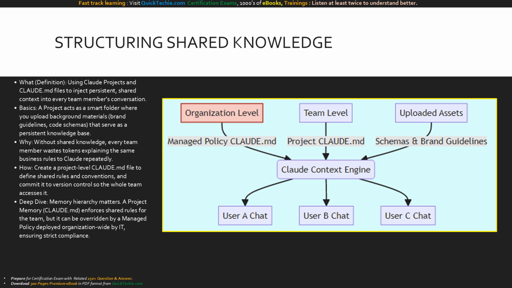This architecture diagram illustrates the memory hierarchy that powers shared context. At the top, the organization level can enforce a managed policy Claude.md that cascades down. Below that, your specific team level contributes the project Claude.md alongside any uploaded assets like schemas. All of these feed directly into the Claude context engine. As a result, when user A, B, and C initiate their individual chats at the bottom, they all inherit the exact same structural guidelines and business logic.